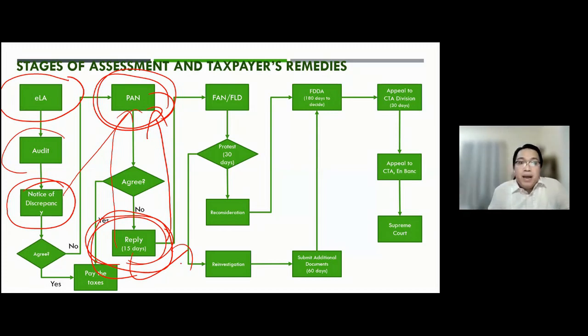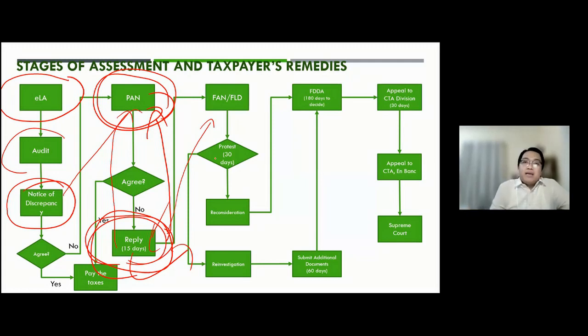Take note, class, kapag ang taxpayer ay hindi nag-file ng reply, the assessment is not yet final, executory, and demandable. It's not yet final, executory, and demandable. The taxpayer is merely considered in default. And what is the effect? If the taxpayer is considered in default, the FAN or the formal assessment notice will be immediately issued.